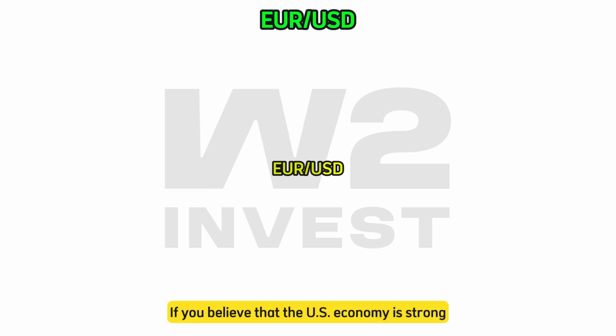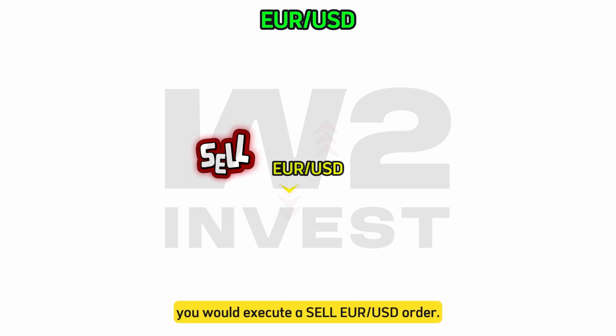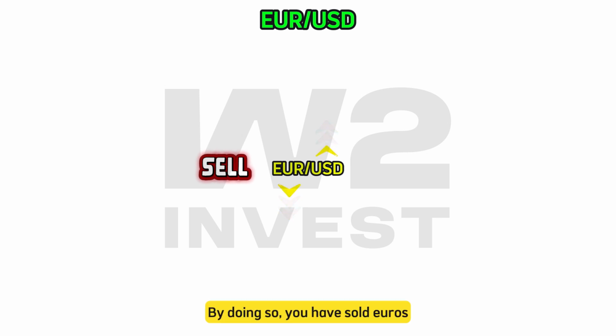If you believe that the US economy is strong and the euro will weaken against the US dollar, you would execute a sell euro to US dollar order. By doing so, you have sold euros with the expectation that it will fall versus the US dollar.